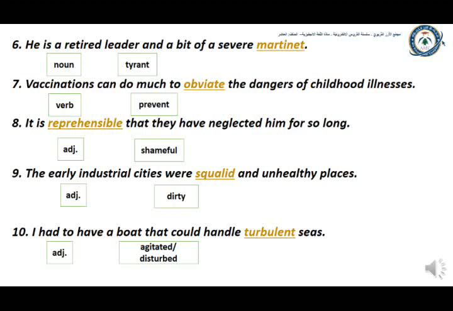10. I had to have a boat that could handle turbulent seas. What's the part of speech of turbulent? Turbulent is an adjective that modifies the noun seas. What's the meaning of the word turbulent? I had to have a boat that could handle or bear turbulent seas in storms, in stormy days. So, I had to have a boat that could handle or bear agitated seas. So, turbulent means agitated or disturbed.